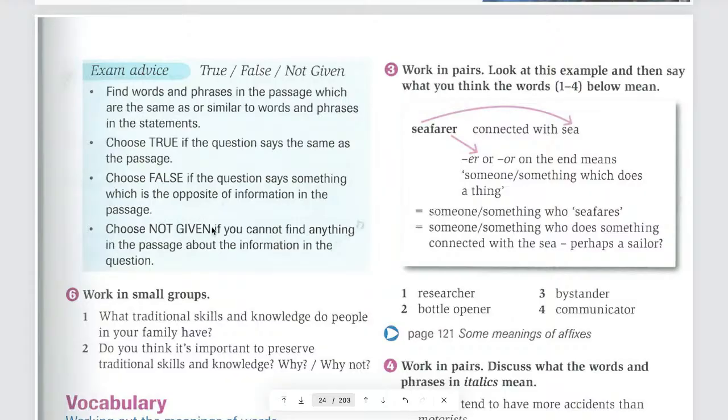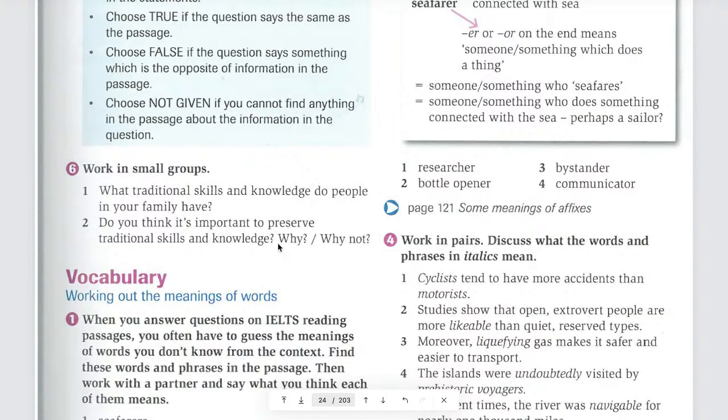Now you understand that. Now let's move on to exercise 6. Duy Tân, read that. Preserve. Yes. Okay. Work in small groups. So now we just work in pairs.